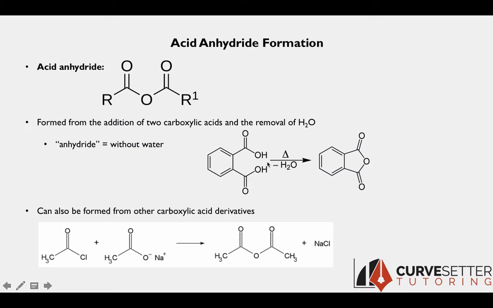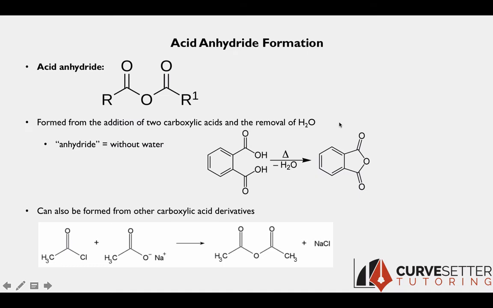So you see here we have 2 carboxylic acids. One of the OHs and one of the H's are removed. So H2O is removed, and you form an acid anhydride. So this delta, this triangle above the arrow, indicates that heat is added, and minus H2O indicates that water is removed, or water is a product here.